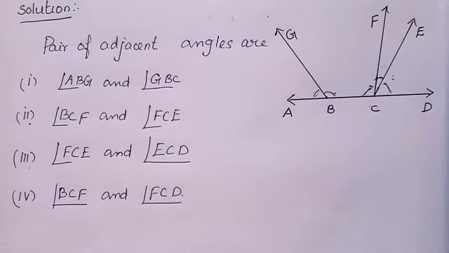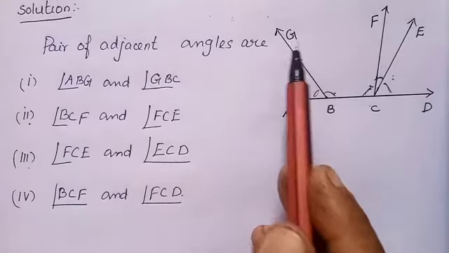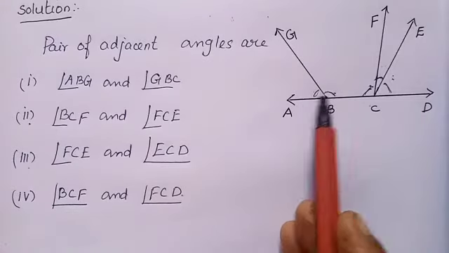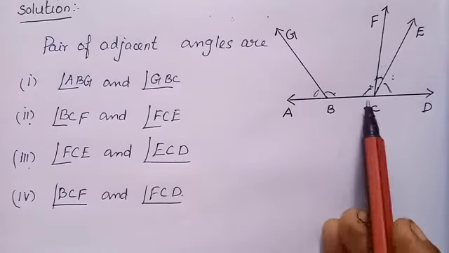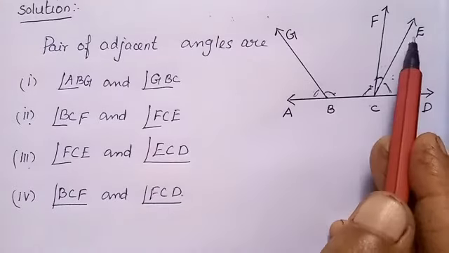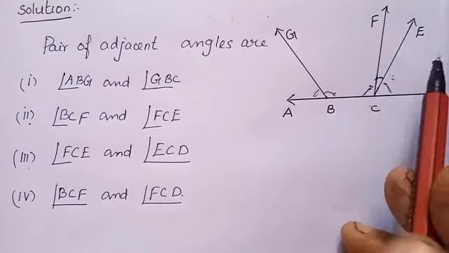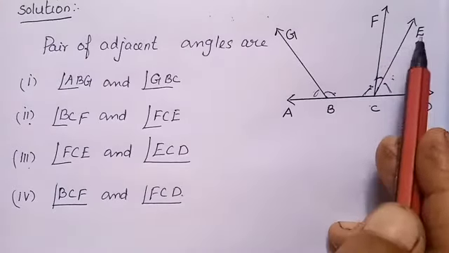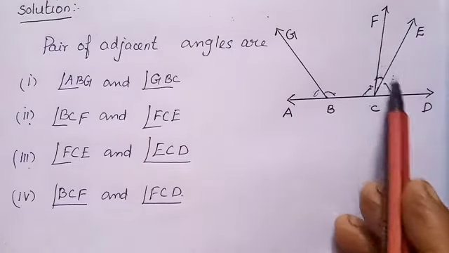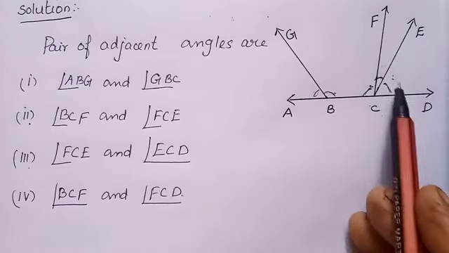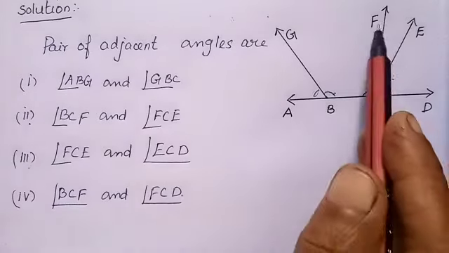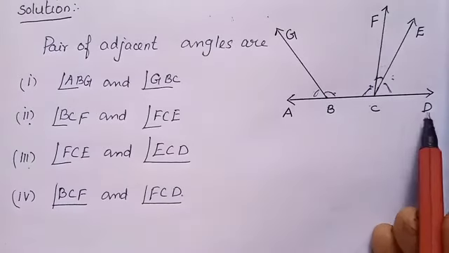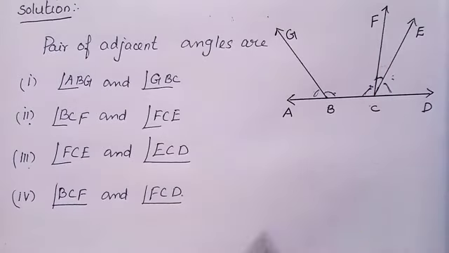See here, first ABG and GBC, these two are one pair. Then BCF and FCE is another pair. Third pair is FCE and ECD. These two are nearby. So these two are adjacent angles. And the fourth pair is BCF and FCD. Totally 4 pairs of adjacent angles are here.